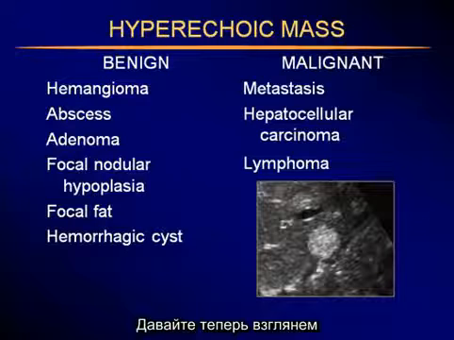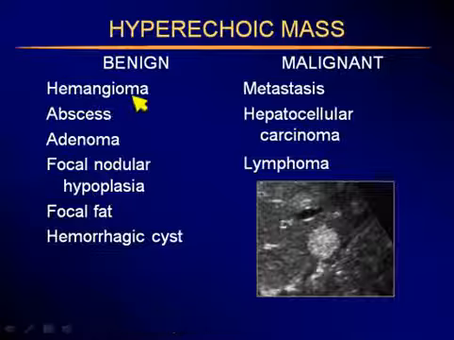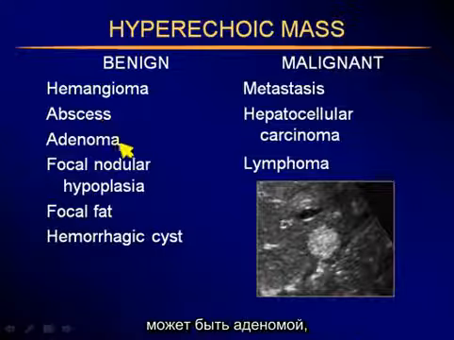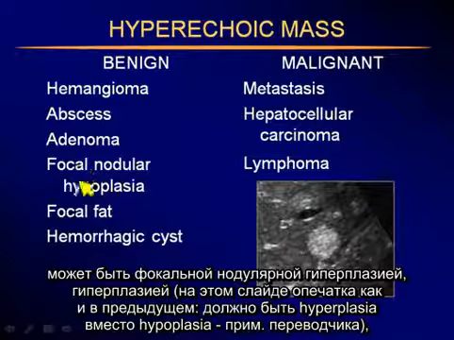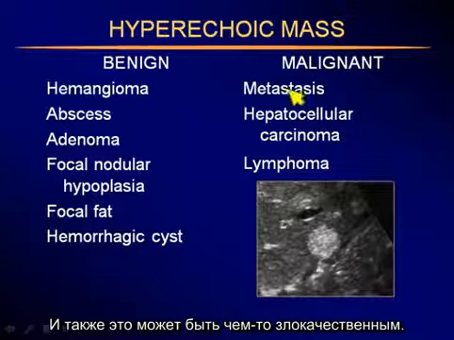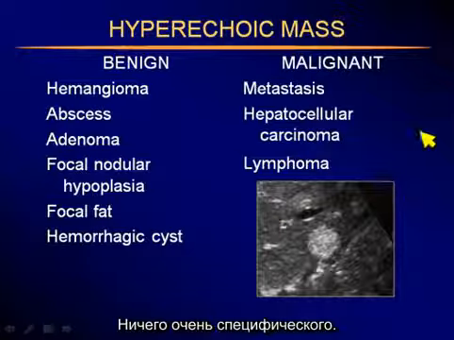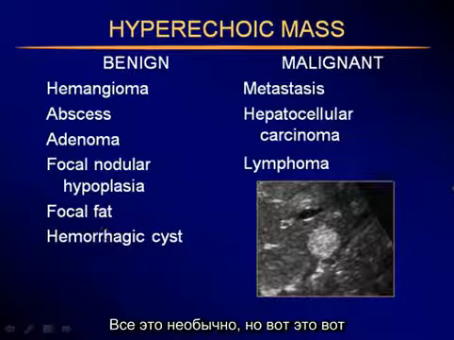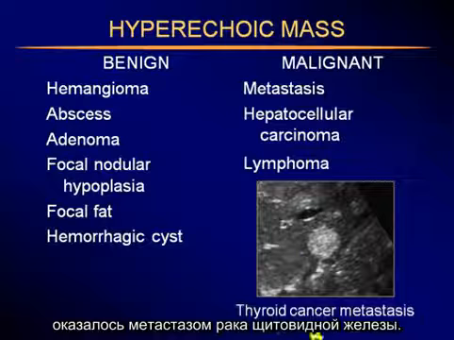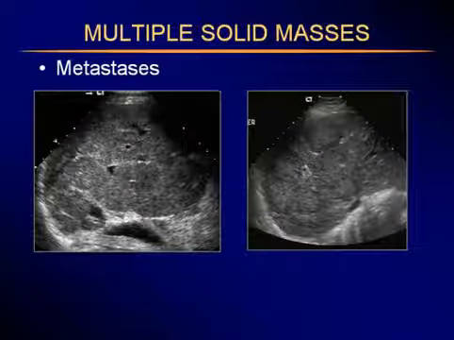Now let's look at something hyperechoic. What's the differential of a hyperechoic lesion in the liver? Well, we all know about hemangioma, but it could possibly be an abscess. It could be an adenoma. Could be focal nodular hyperplasia. It could be focal fat, could be a hemorrhagic cyst. And it could also be something malignant. Could be a metastasis, could be a hepatocellular carcinoma, could be lymphoma. Not very specific. All of these are unusual, but this one happens to be a thyroid cancer metastasis. So you see, nothing is 100% in the liver.